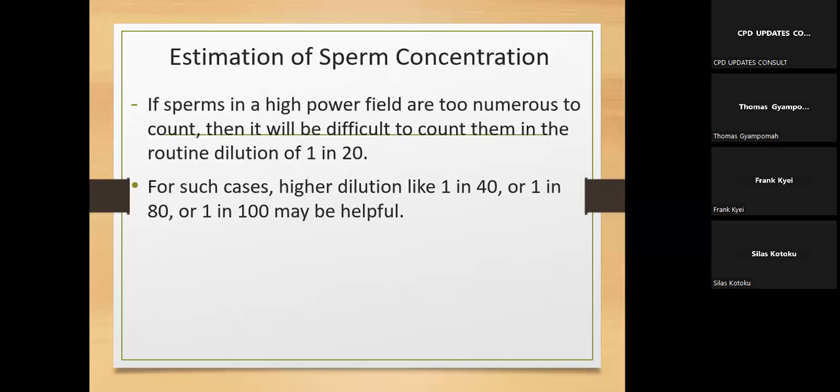Okay. So if you have a 1 in 20 dilution already, and you saw that, oh, the sperms are too many, and I want to make a 1 in 80 dilution, what will be your next step? Yes.